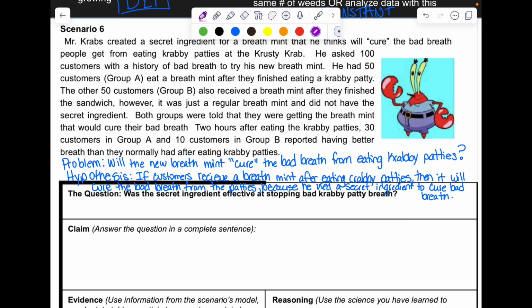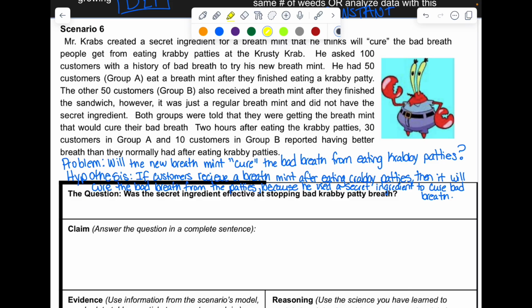Okay, so the problem that he wants to solve is, will the new breath mint cure the bad breath from eating the Krabby Patties? So I have to write a hypothesis in proper format. If the customers receive a breath mint after eating the Krabby Patties, then it will cure the bad breath from the patties because he used a secret ingredient to cure that bad breath. So that's my reasoning in if, then, because format.